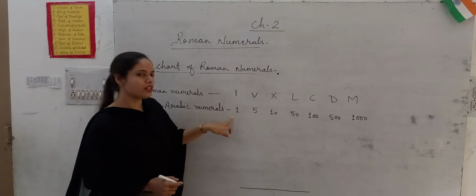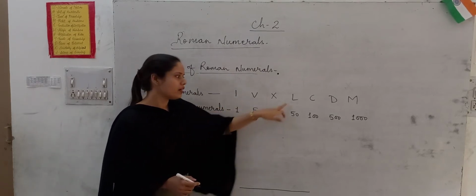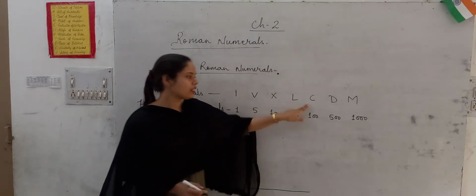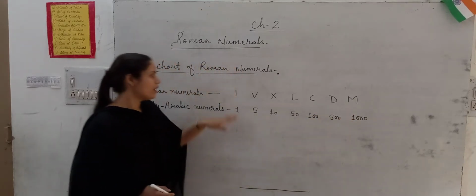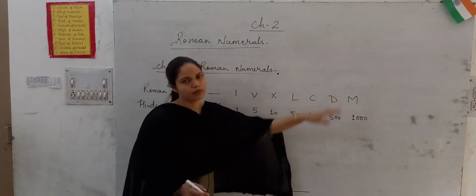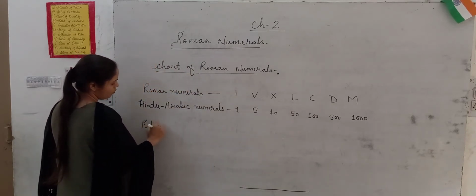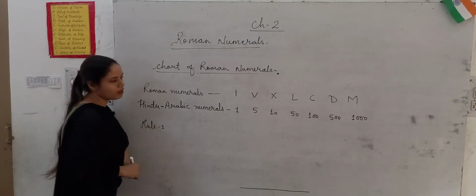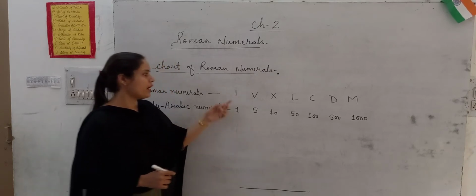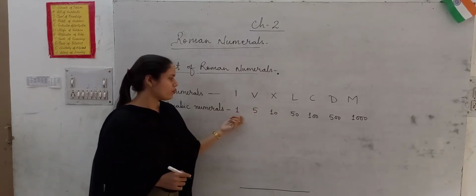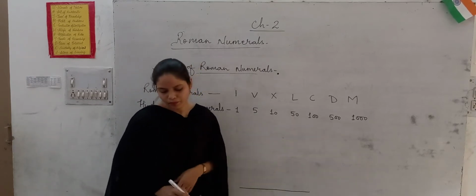Okay. I represents 1, clear? V represents 5, X represents 10, L represents 50, C represents 100, D represents 500 and M represents 1000. We have some rules to write down these numbers. You can write down this chart in your notebook. I, V, X, L, C, D, M: 1, 5, 10, 50, 100, 500 and 1000.